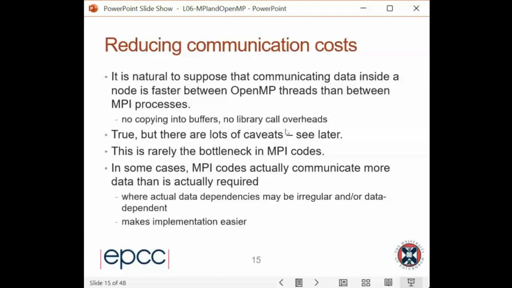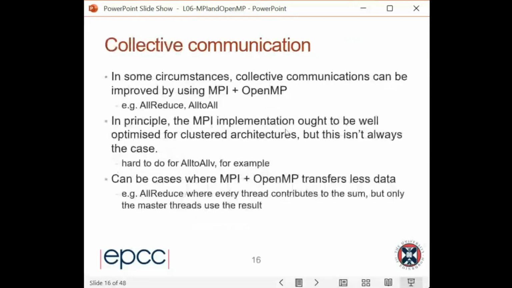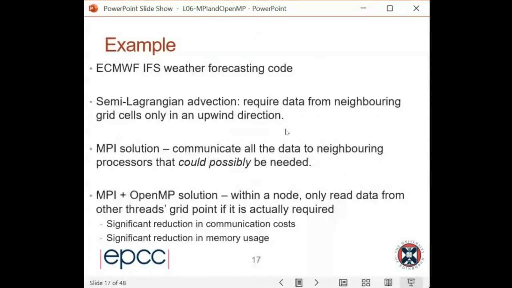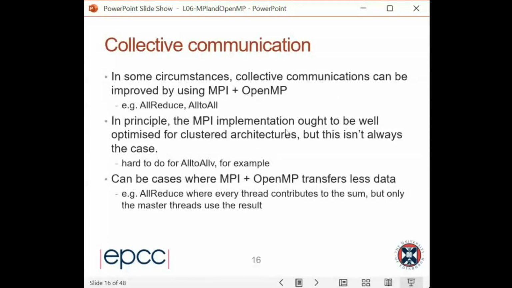In some cases, though, there are cases where MPI codes communicate much more data than is actually required. So if your communication pattern is data dependent, then OpenMP can help you. And this is something which we'll come back to. Sorry, it's the next one.